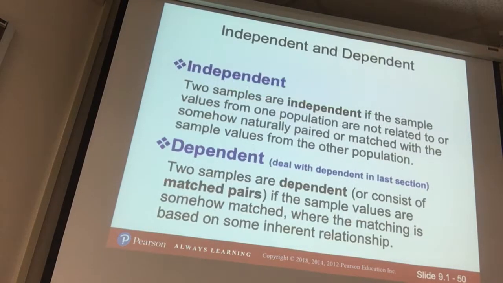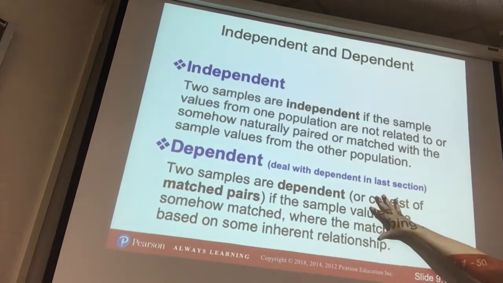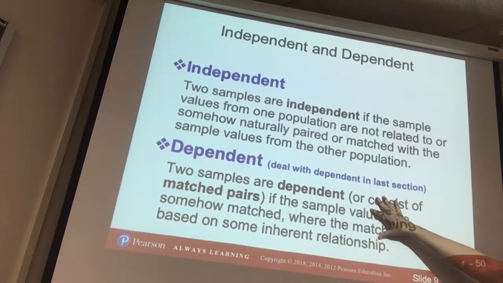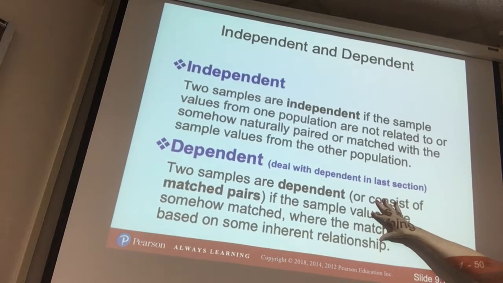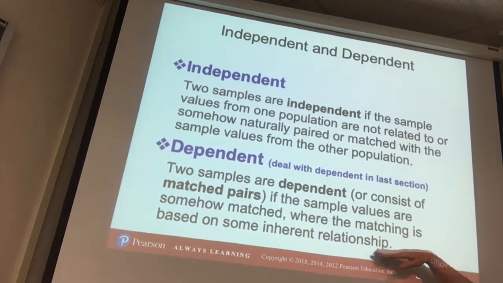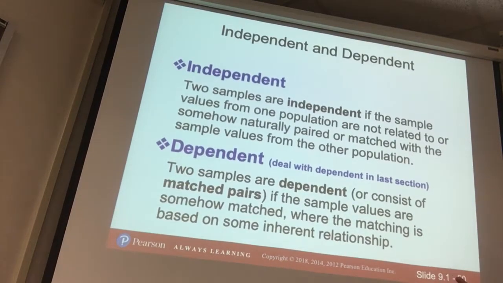Okay, so basically the big thing is learn what is independent and what is dependent. Two samples are independent if the sample values from one population are not related to or somehow naturally paired. Two samples are dependent if they are matched, and this is the last section, 9.3, when you have matched pairs. It's just a little bit different, and I'll put the video out so you know what to do with matched pairs, but it's a very short section, okay? And then it says where the matching is based on some inherent relationship, okay?